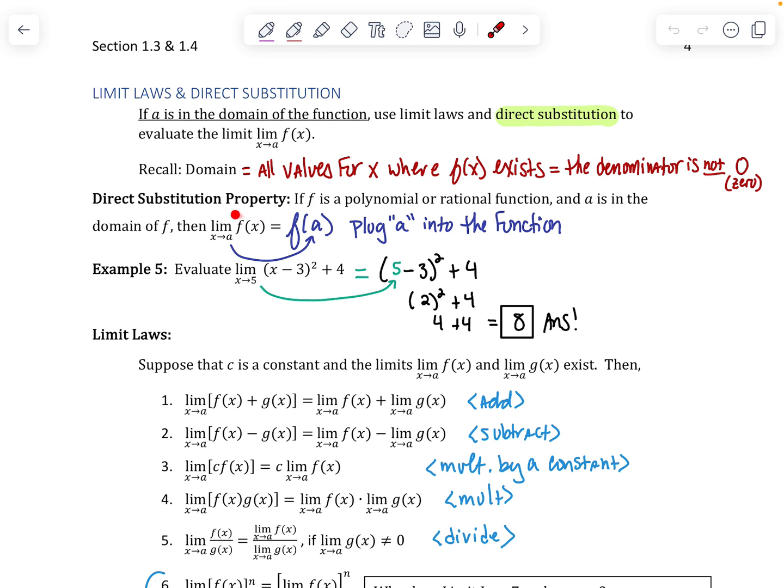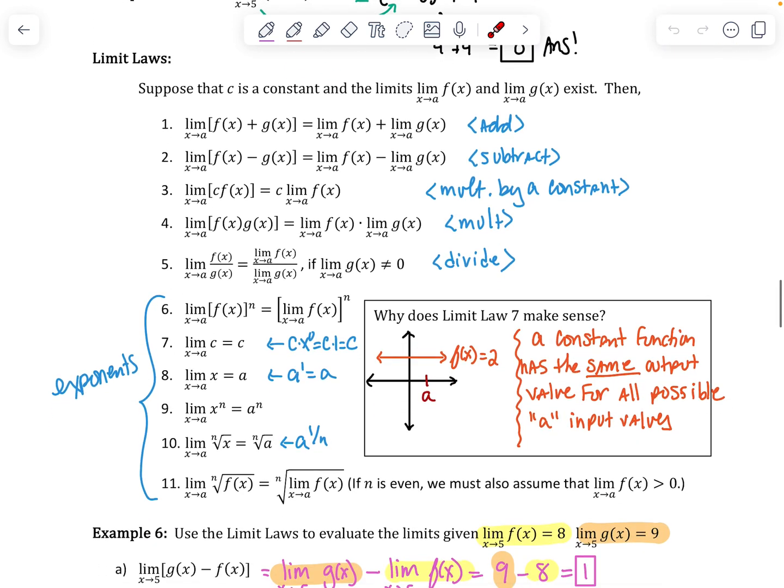So what this is saying is if you're trying to find the limit of the f of x function as x gets close to a, direct substitution says go ahead and then just plug a into the function. So the limit as x approaches 5 of this term, I'm just going to plug 5 where the x is, clean up the math, and get 8 as an answer. 8 exists, so the limit exists and is 8.